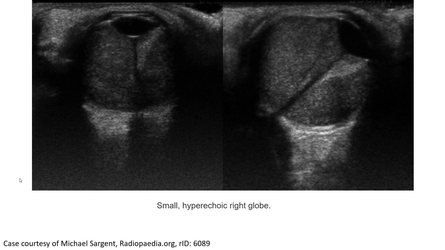This is another case of Coats disease, shown in ultrasound, where you can see a small hyperechoic right globe with probable linear and V-shaped retinal detachment.